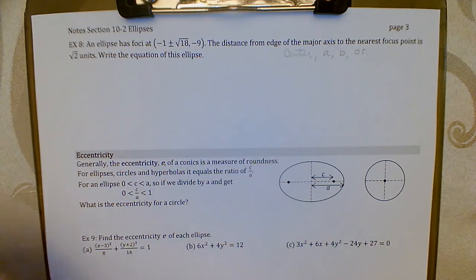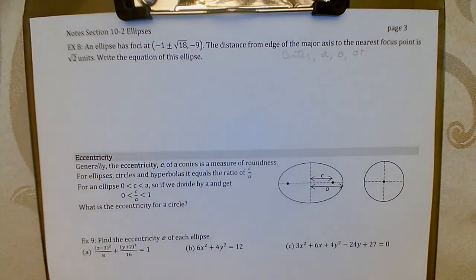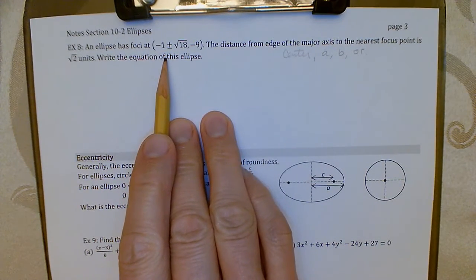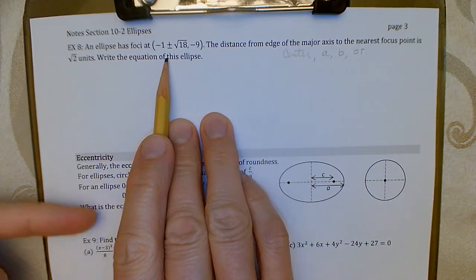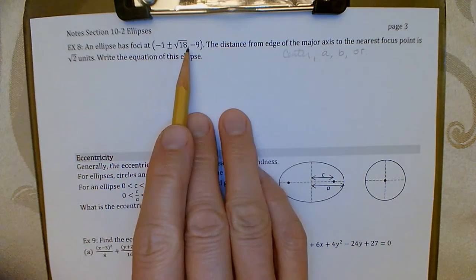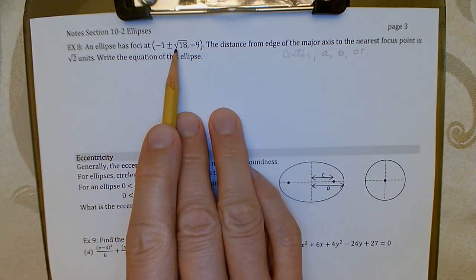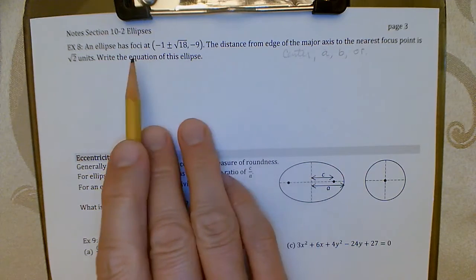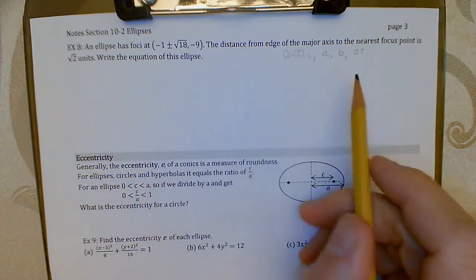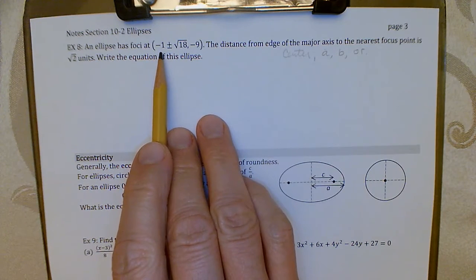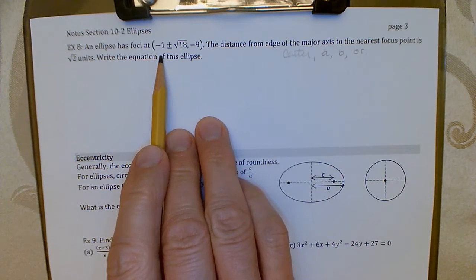Okay, so if we think about this, we can look at where the foci are. Remember, the foci are first of all on the major axis, right? So are these two foci next to each other or above each other? We're adding and subtracting to the x, so they're next to each other. So the major axis is horizontal, so that tells us the orientation. Also, remember, the foci are C away from the center.